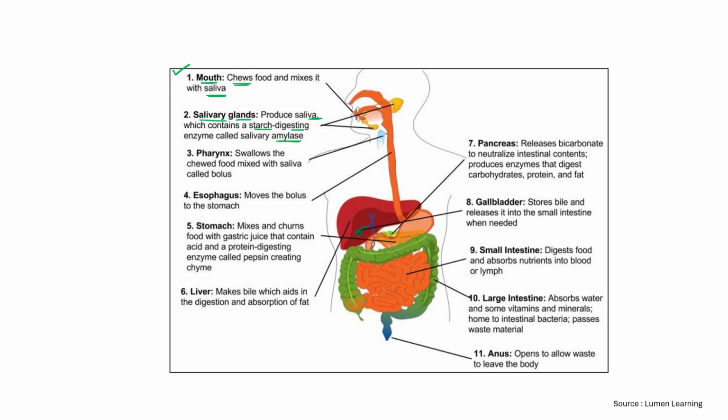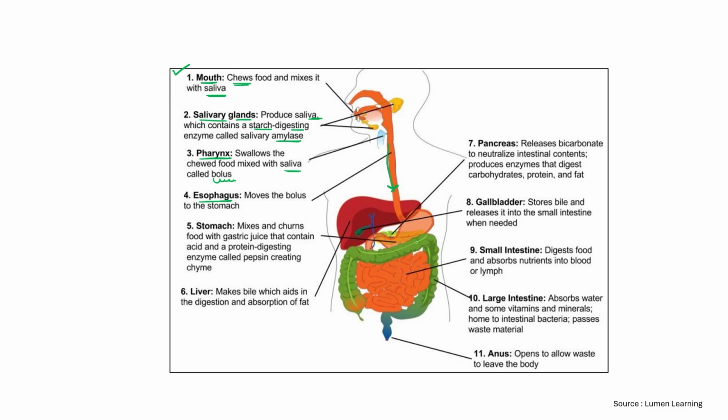Now from the mouth, food comes into this area, the pharynx, where it mixes with the saliva. Now we can use the term bolus for the same. From the pharynx, this bolus comes to the esophagus area. So this bolus moves towards the stomach via the esophagus. This is the esophagus area.